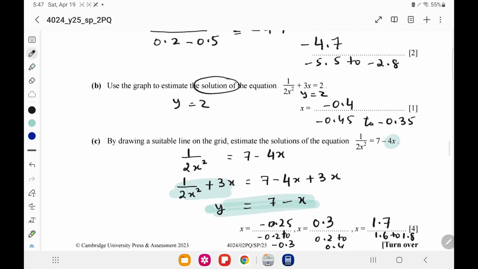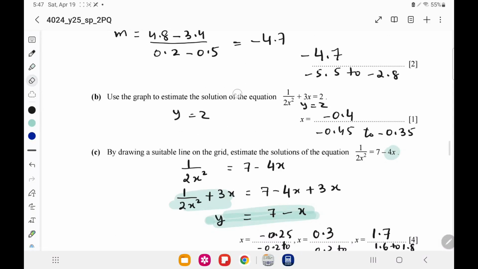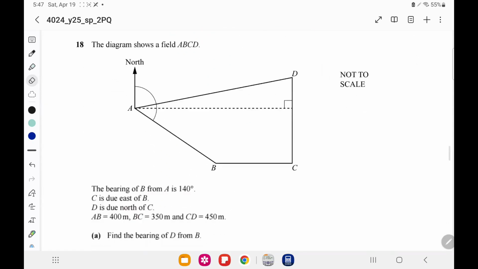I hope you understood. First of all, we have to find the gradient, and then afterwards make a suitable equation. For making a suitable equation, we have to compare with the original equation and make it as y. That became y equals 2. In the second one, y equals 7 minus x.